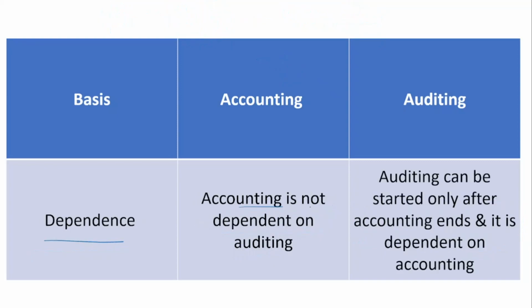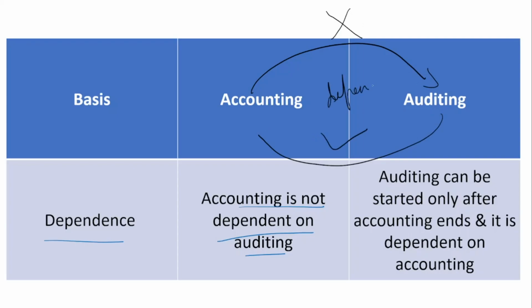Dependence: accounting is not dependent on auditing. Accounting is not at all dependent on auditing, but auditing can only be started after accounting ends. So auditing is dependent on accounting. Let me tell you, accounting is not dependent, but auditing is dependent, because auditing work starts only after accounting work is over. If accounting work is not over, then how can we start auditing? Therefore, auditing is dependent on accounting.